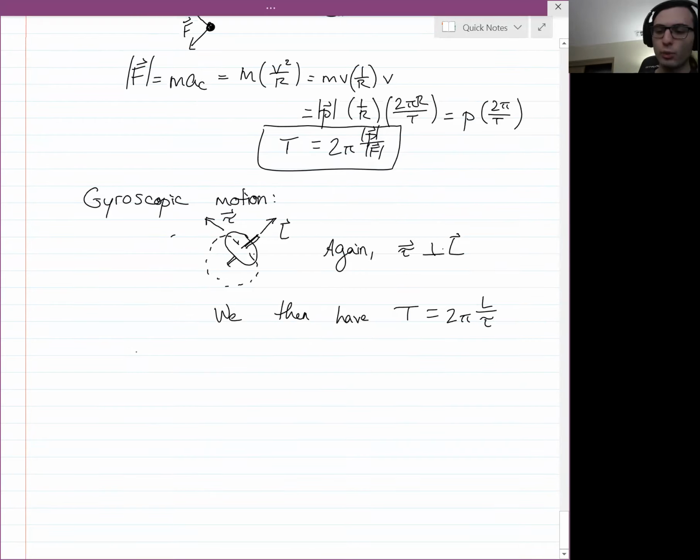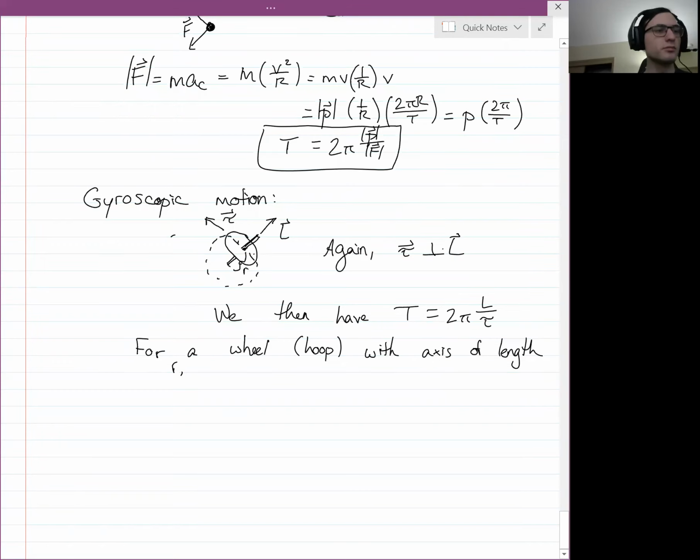And so for a wheel or a hoop with an axis of length r, that's this distance here, the torque is just mg times r.